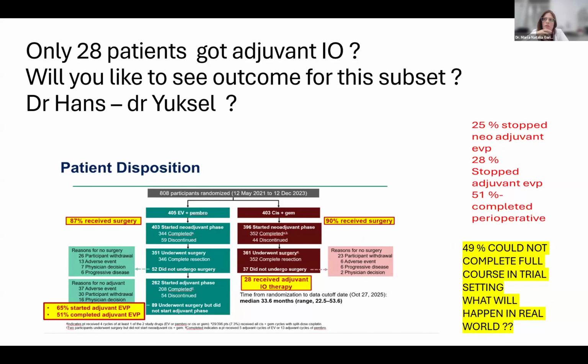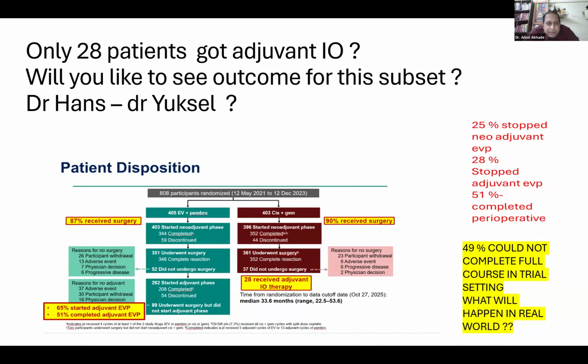Besides, we have too many options now, and too many options for sequencing, and the intensification of therapy upfront is one of the most important points for me.